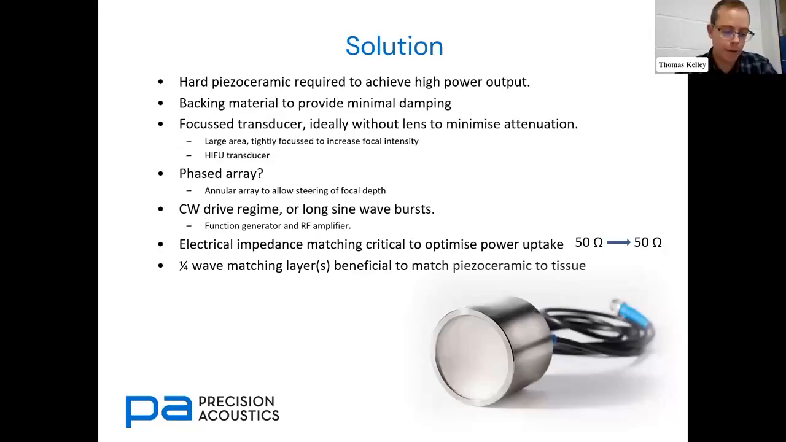So as a solution this time, maybe we'll go for a hard piezoceramic transducer capable of outputting decent power levels. Again, focusing would be pretty beneficial for us, in that it will increase our ultrasonic intensity and localize the heating as we required in the scenario. We need to drive the transducer with a high power input, so we'll likely need some form of amplifier. And in this case, electrical impedance matching becomes quite critical to avoid excessive energy losses in our system and to ensure that the transducer can actually deliver the required power.